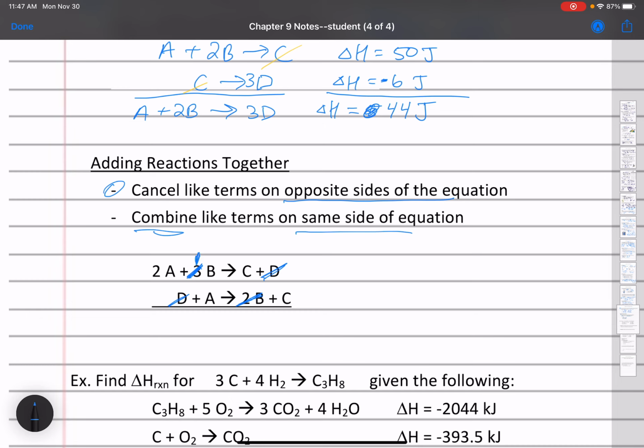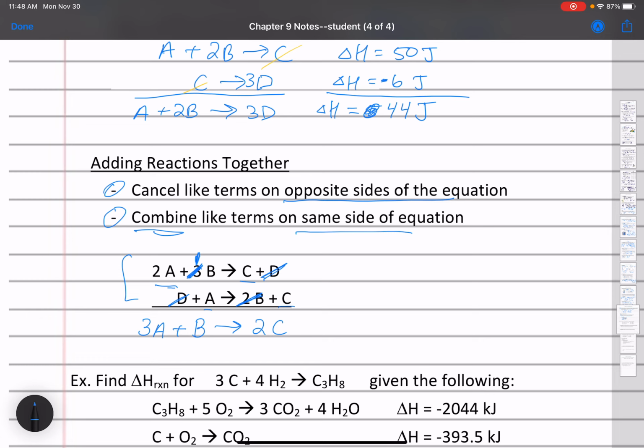All right, and then I'm going to combine like terms. So these A's I'm going to combine. So 2A's plus 1A is 3A, and 1B reacts to form 1C plus 1C is 2 C's. So that would be the sum of these two equations: 3A plus B reacts to form 2C.